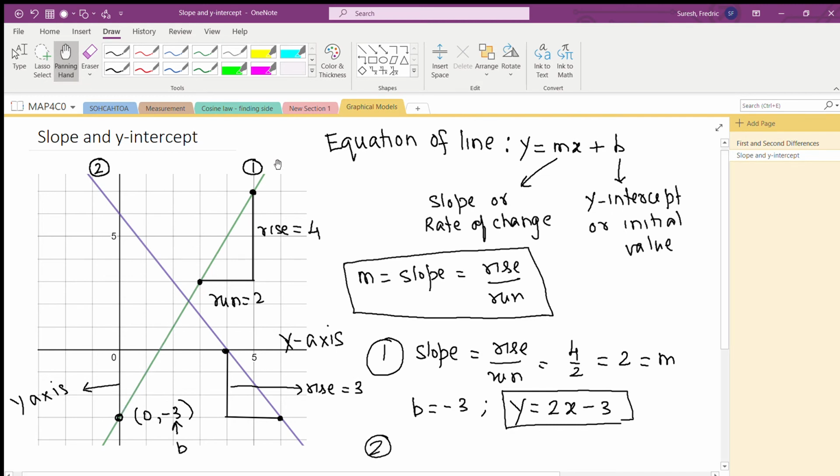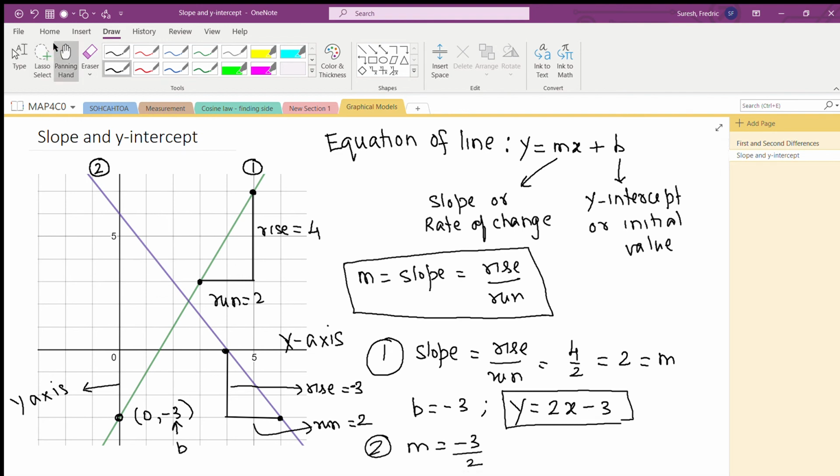But something very important to notice here: whereas line 1 was going up, an increasing line, line 2 is going down from left to right. So the rise is not going up, the rise is going down, so it will be negative 3. And the run, if you count the number of boxes, is 2. So the slope here is rise over run, that is negative 3 over 2.